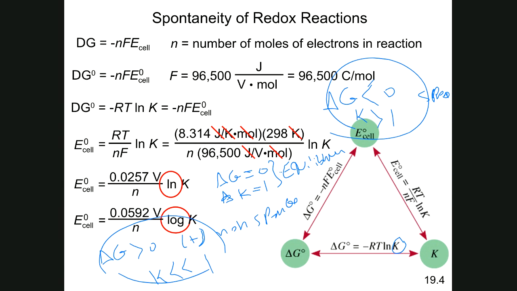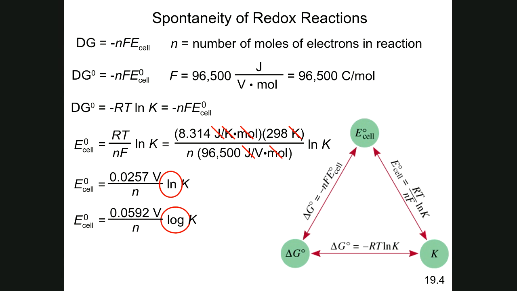And the value for K represents how much product is going to form compared to the concentration of the reactant. For spontaneous, we get more product, so the value for K, which is the ratio of product over reactant, is going to be greater than 1. For delta G positive, that means non-spontaneous, the value for K is going to be smaller.